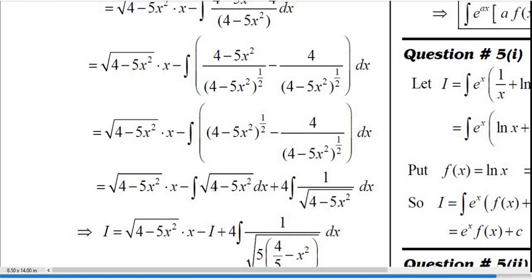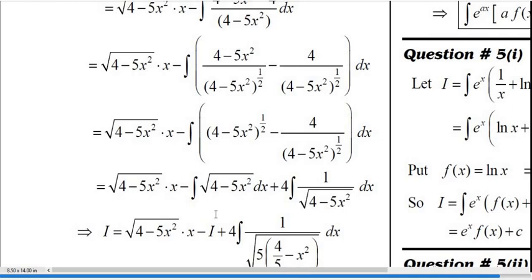and we get the integration of square root of 4 minus 5x square dx plus 4, which is a constant, so we take it outside the integral. Integration of 1 over square root of 4 minus 5x square dx. This whole function becomes equal to minus I from equation number 1.